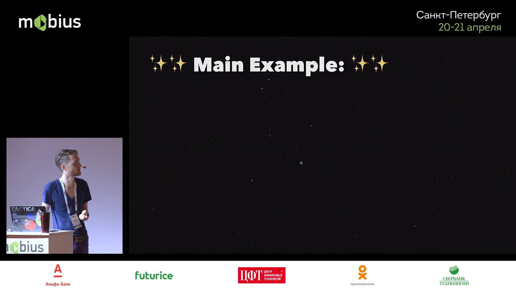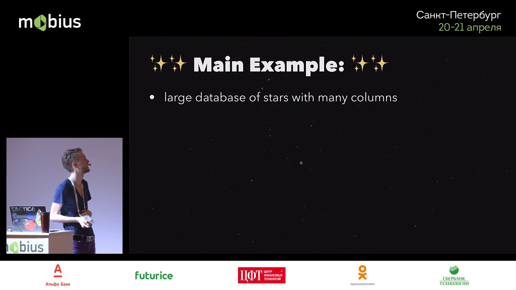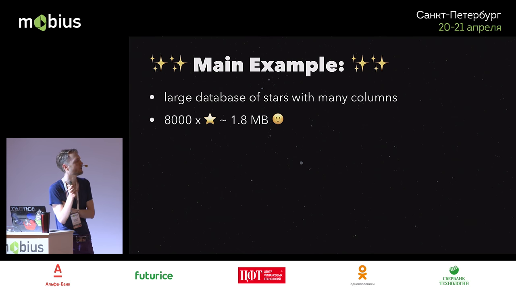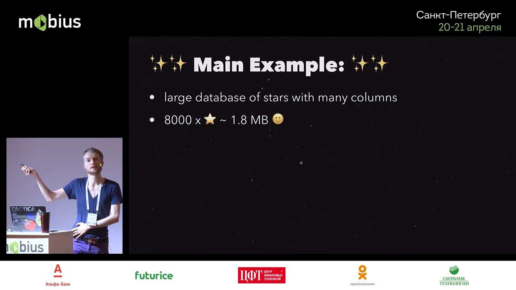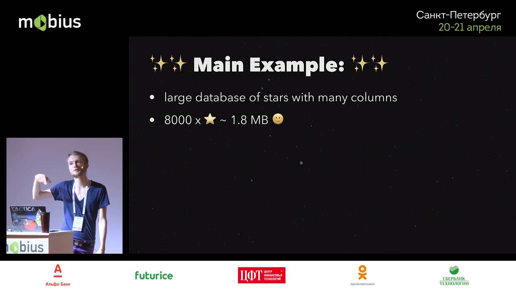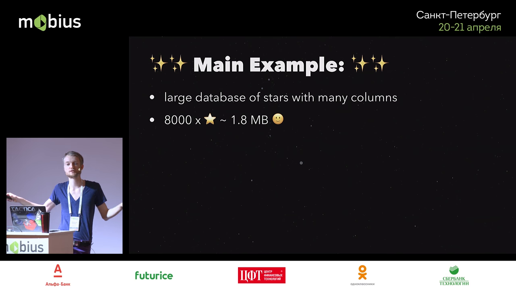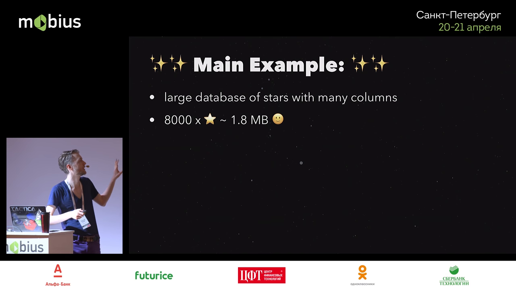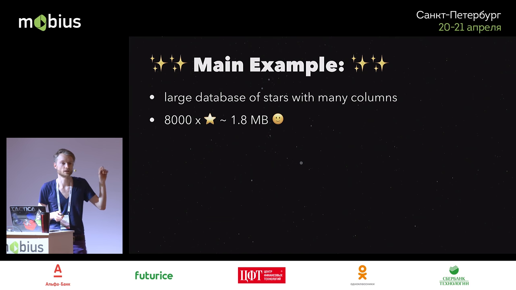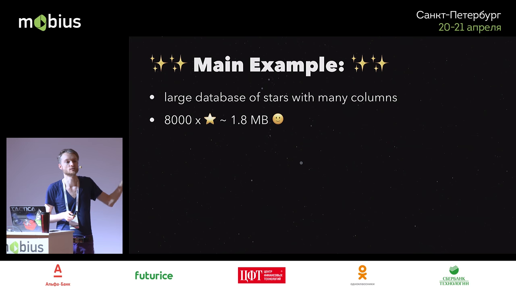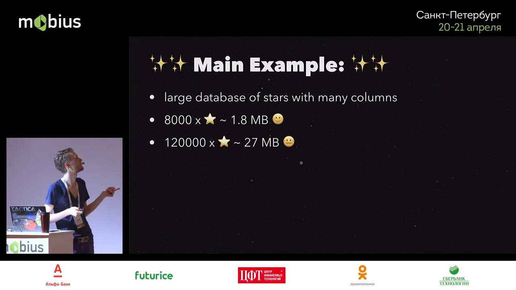More details on this big database. It is a large database with many columns. We can imagine all the stars that we can see with the naked eye, especially here, I guess. If you go somewhere to Siberia where there's no villages and no buildings around, you can see maybe 8,000 stars. And when I used this in the beginning, it was 1.8 megabyte. It's perfectly fine. But then I thought, OK, but in virtual reality, I can show you more. I can show you the stuff that you can actually only see with a telescope.